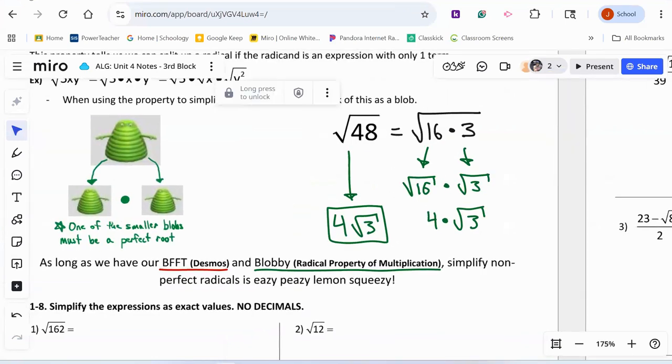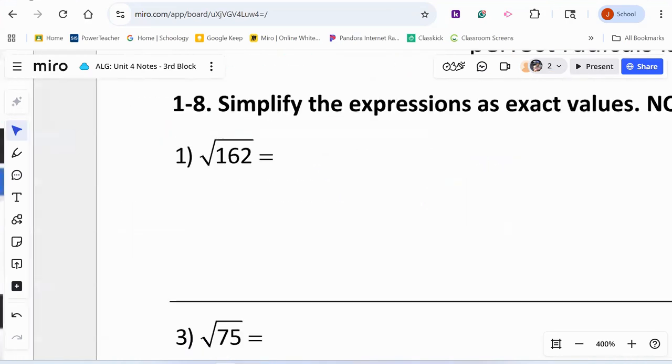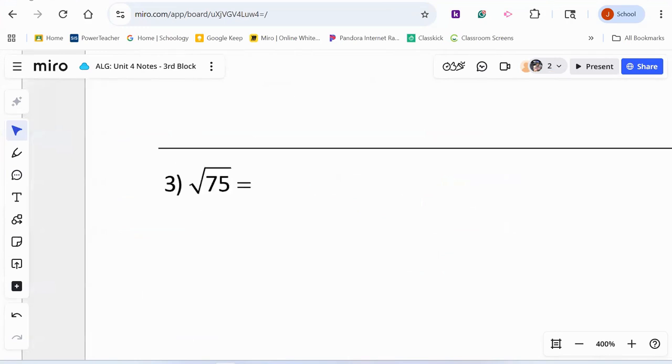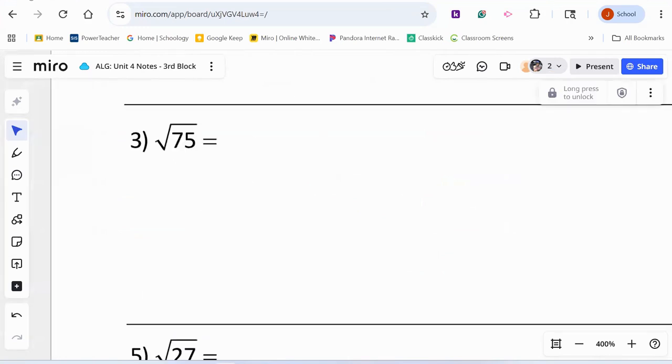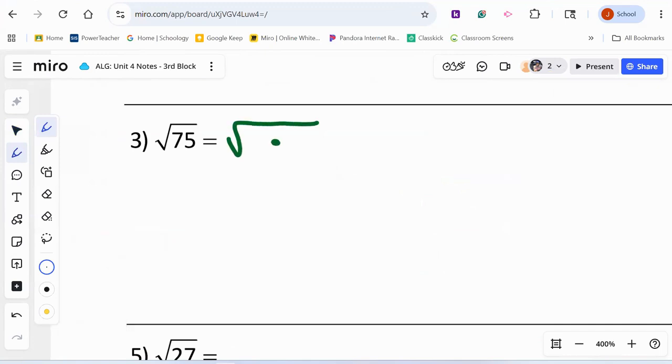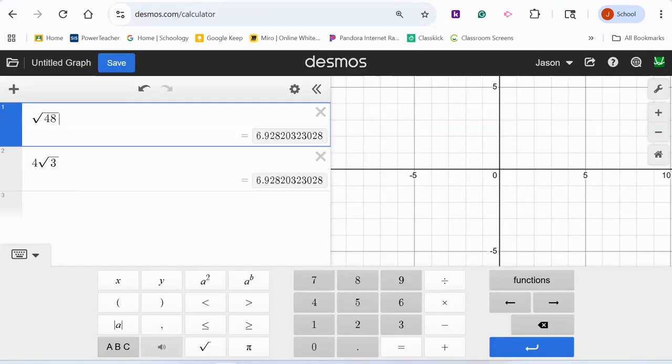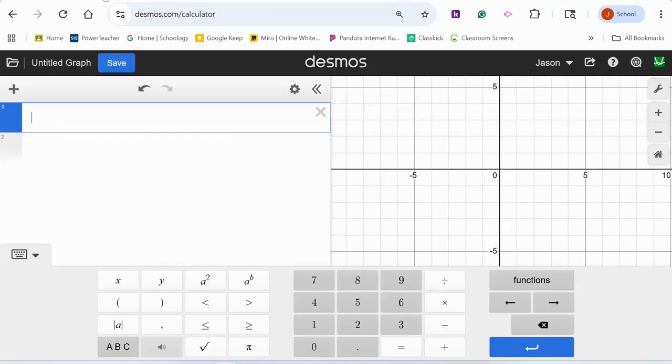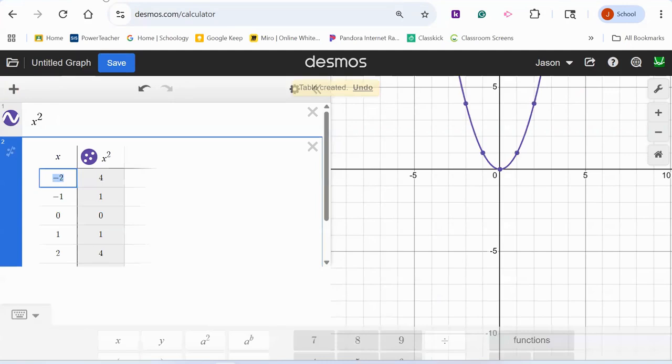But this right here, 4 square root of 3, would be considered the fully simplified version of the square root of 48. And the good news is it's the same process every time. So if I looked at, let's just do 75, the square root of 75, I need to split it into two numbers, and one of them needs to be a perfect square. So if I come to my Desmos list, I got rid of my Desmos list, but we can make it again real fast here.